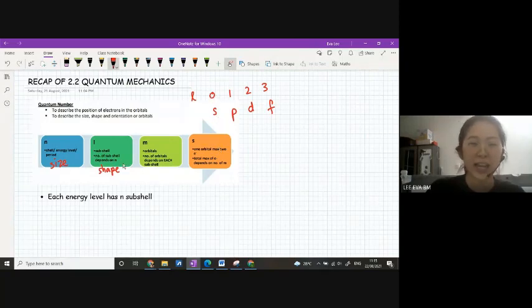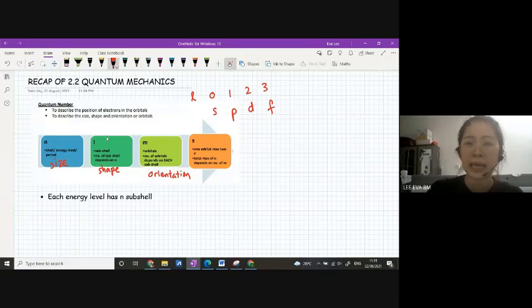And then the number of subshells depends on n. So how many subshells we have depends on our values of n. This one I want to look at later on. And then after that we have our quantum number m, which is the magnetic quantum number, which determines the orientation. Orientation, in other words, we call it the direction. The number of orbitals depends on each subshell.